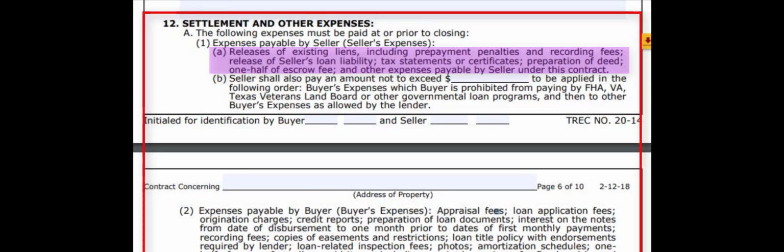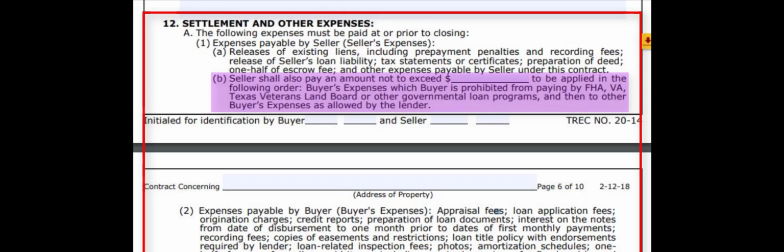And then we have 12A1B, which is the section where if the seller is going to contribute closing costs to the buyer, this is where you put that amount in. So if you negotiate the seller paying $3,000 in closing costs, you're going to put not to exceed $3,000, and that $3,000 is going to go in the blank on 12A1B.